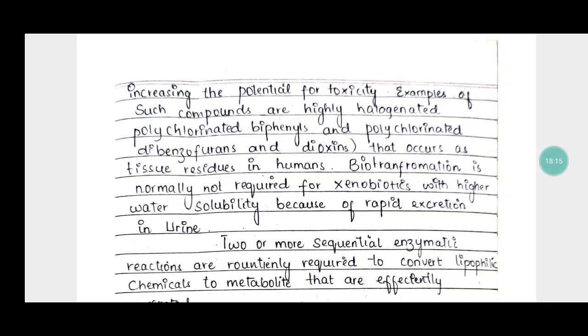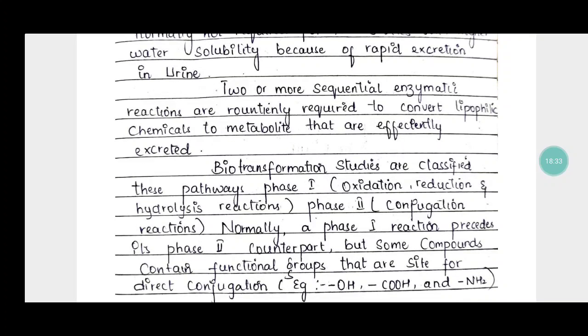Biotransformation is usually not required for xenobiotics with higher water solubility because they have rapid excretion in urine. Two or more subsequent enzymatic reactions are routinely required to convert lipophilic chemicals to metabolites that are efficiently excreted. So, biotransformation is classified into different pathways such as phase 1 and phase 2.